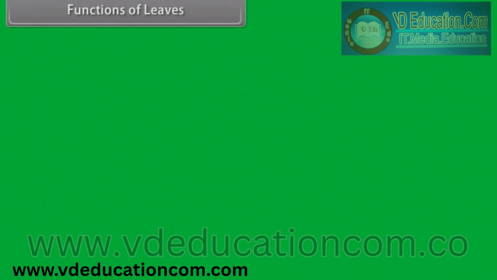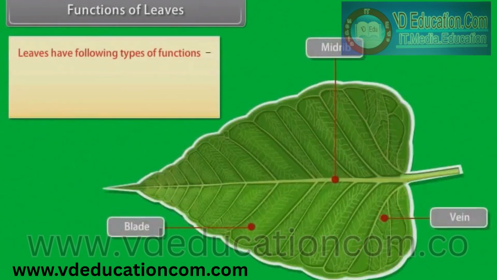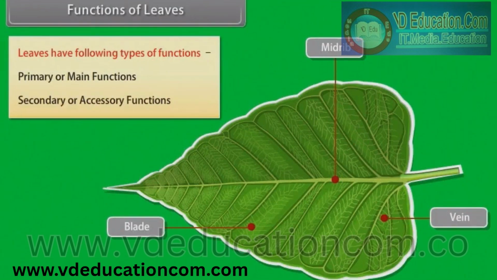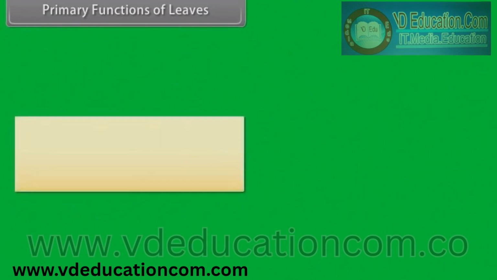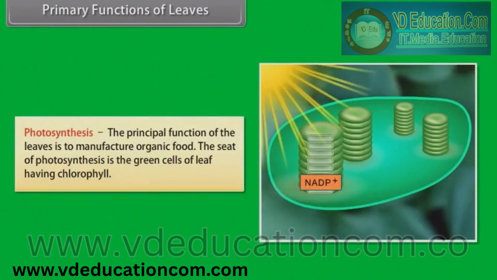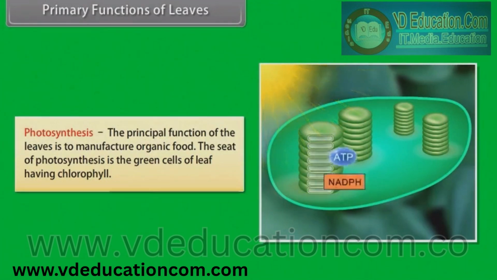Functions of leaves. Leaves have the following types of functions: primary or main functions, secondary or accessory functions. Primary functions of leaves. Photosynthesis. The principal function of the leaves is to manufacture organic food. The seat of photosynthesis is the green cells of leaf having chlorophyll.